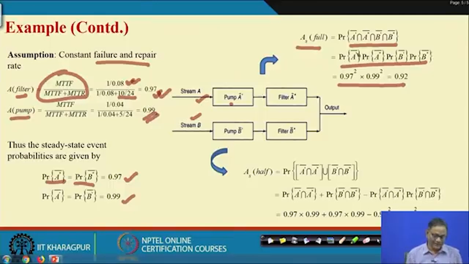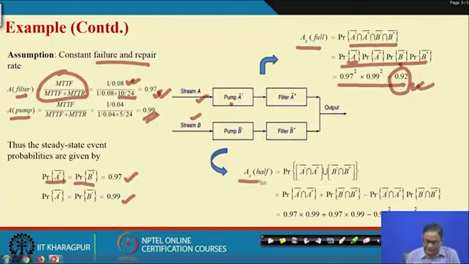Now what is the probability of A dash bar? This is nothing but the availability of pump, which is 0.99, and the availability of filter is 0.97. So filter is this one, 0.97, A star pump 0.99 and B star, that is also pump 0.99. So that is this one. Okay, so 0.99 square and 0.97 square, that when you multiply the two, you are getting 0.92. So what is the inference from this example? The inference is that the probability that the system will be available for full production is 0.92.